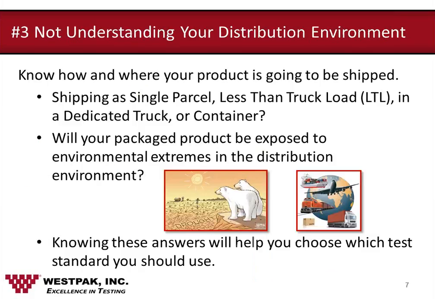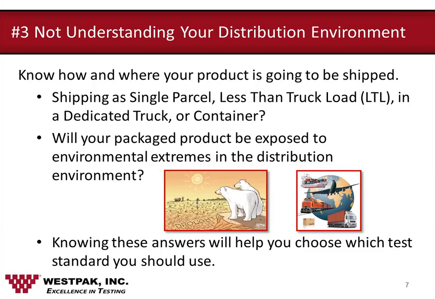So the number 3 mistake we see people make is not understanding their distribution environment. Know where your product is going to be shipped and how it's going to be shipped. Is your product going to be shipped across the street or around the world? These are the things you need to know, and you want to design your package to protect your product for the distribution environment it's going to see.